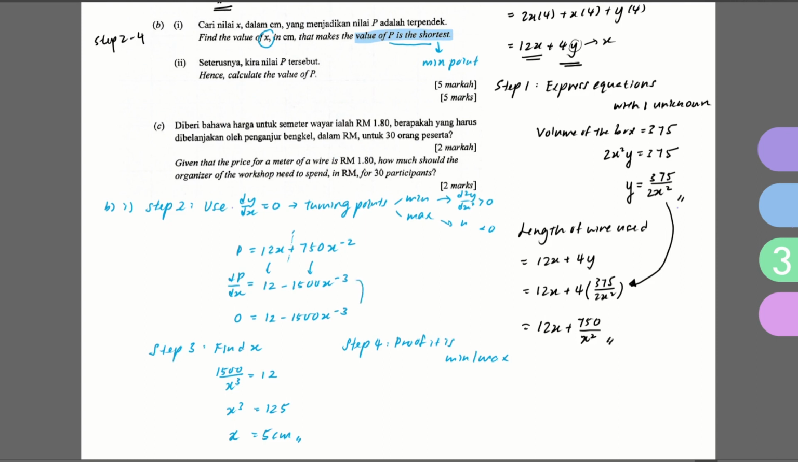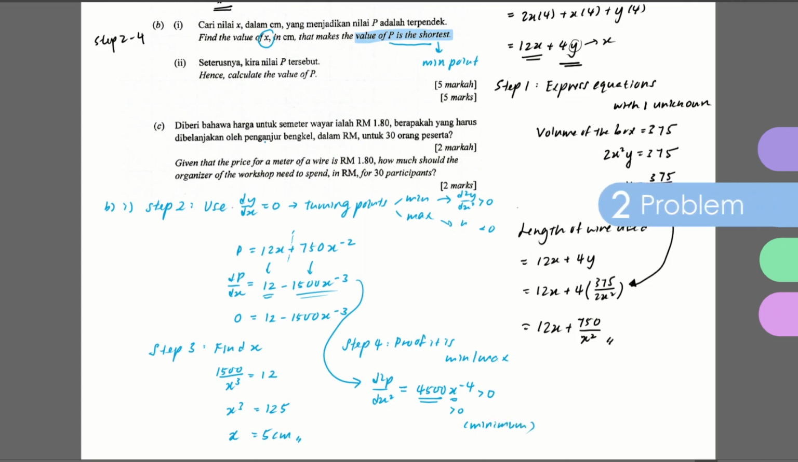So here, let's differentiate this equation one more time. 12, if I differentiate, it will become 0. Here, number multiply the power. And without substituting x as 5, we can already see that this is positive because our x is positive and 4500 is also positive. So since this is positive, the conclusion would be this is a minimum value.